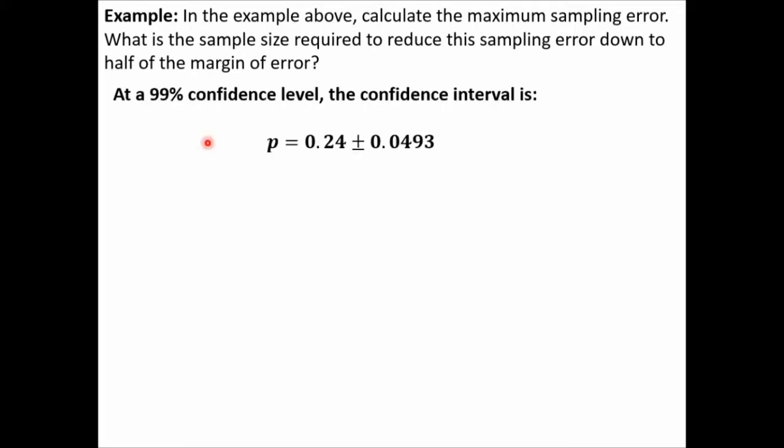In the previous example, calculate the maximum sampling error, and what is the sample size required to reduce this sampling error down to half of the margin of error? I want you not to be confused between sampling error and the margin of error. They both mean basically the same thing. Now here is our estimate at 99%. It was 0.24 plus or minus 0.0493.